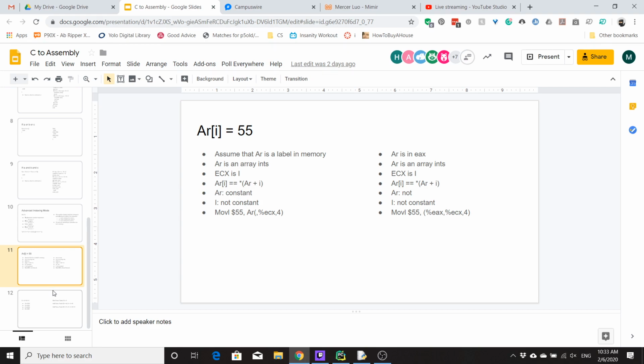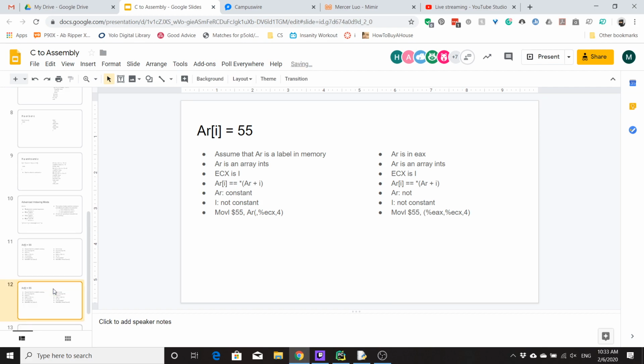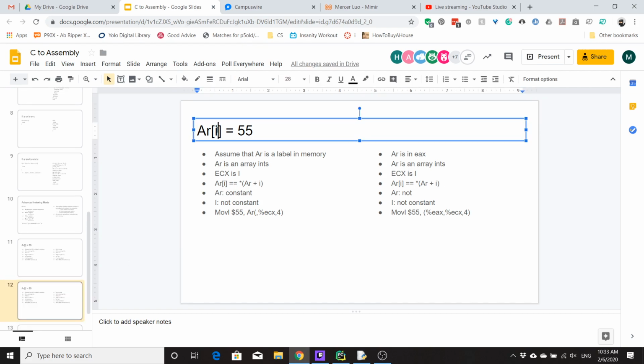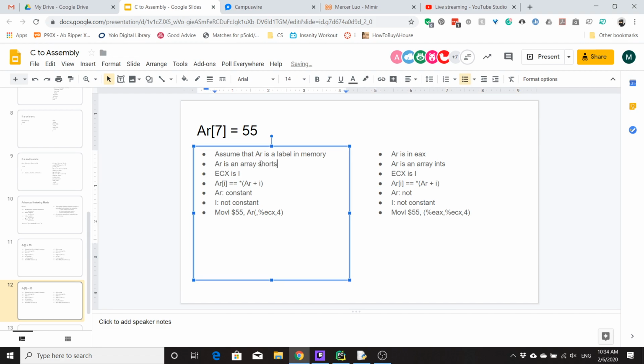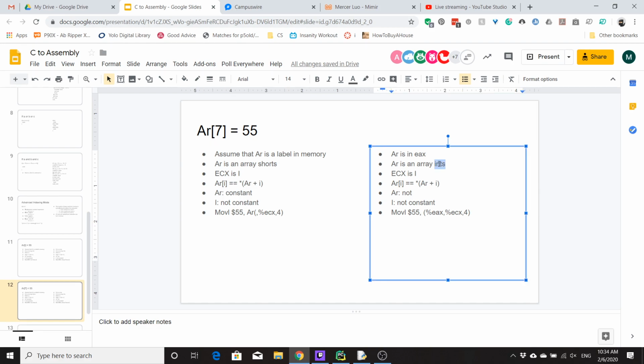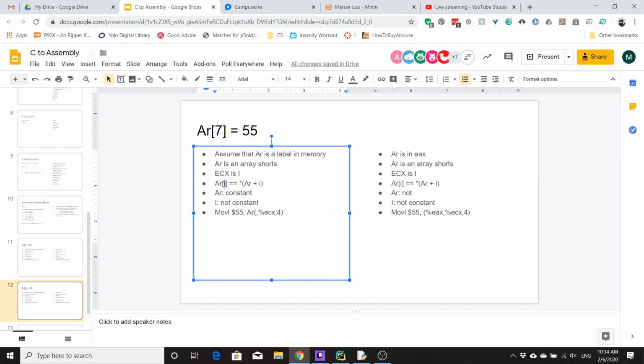So let's copy this. Let's say we wanted to do AR at 7. And again, what do you want the array to be? Do you still want it to be an array of ints? It's probably good to see some examples where it's different things, just to see how it's different. It won't be much of a change, but let's say it's an array of shorts. So again, our expression AR at 7 is still going to be translated to star AR plus 7.